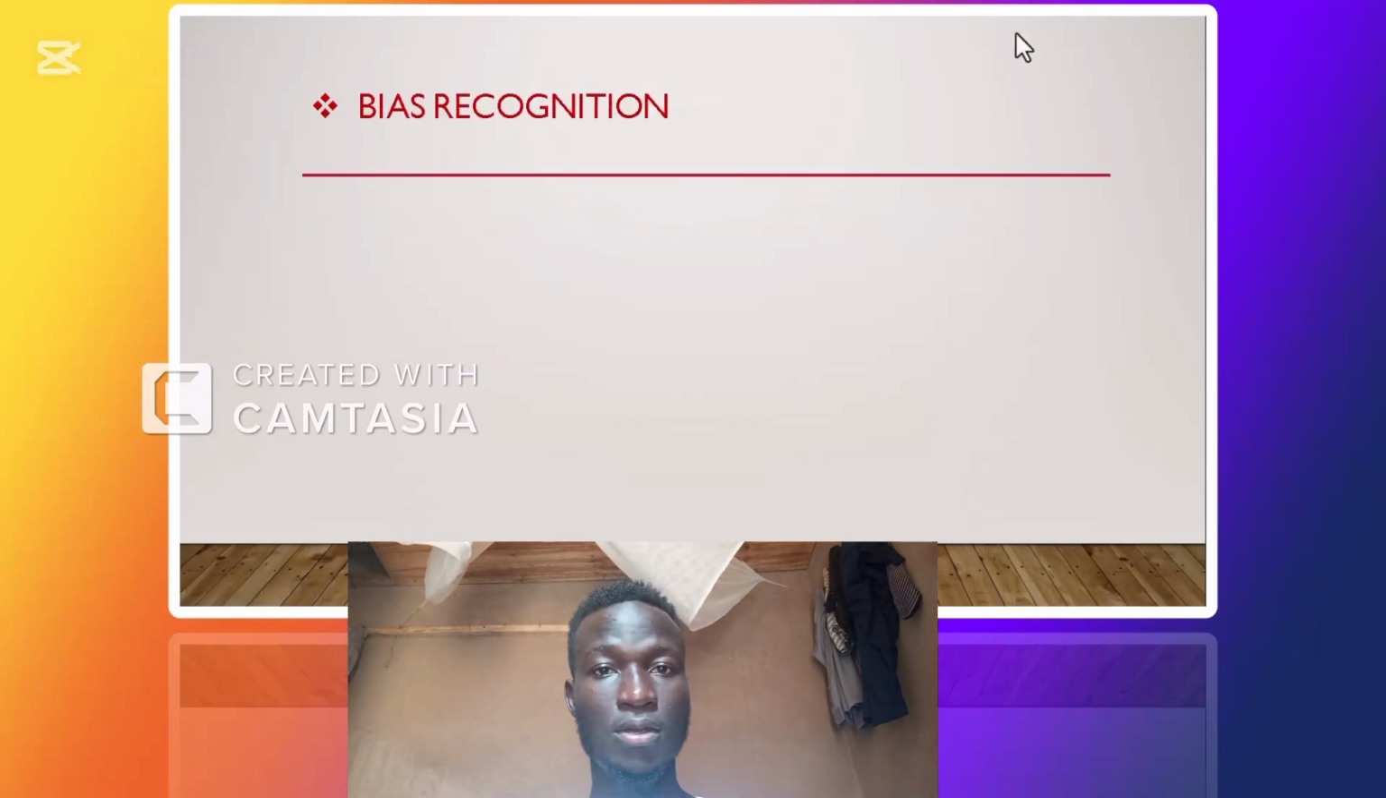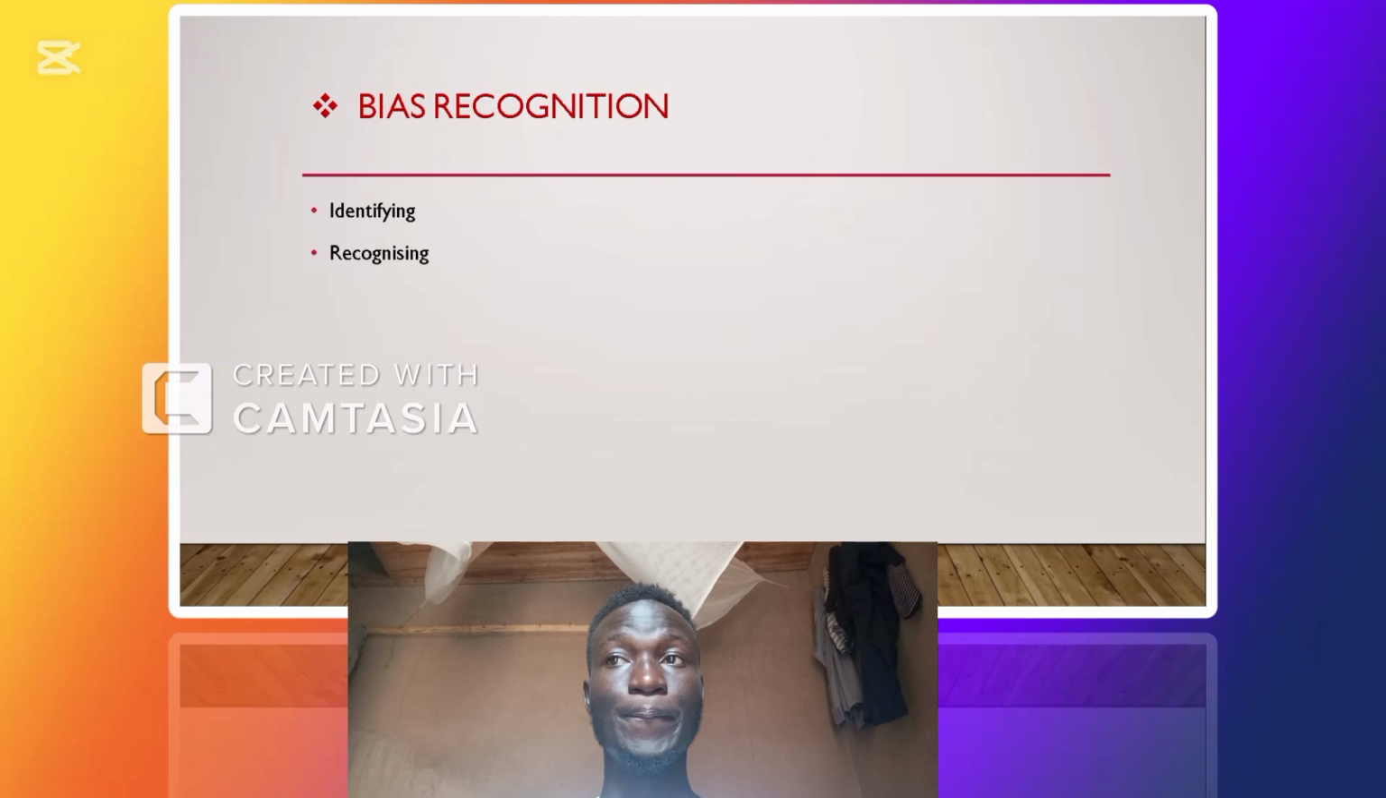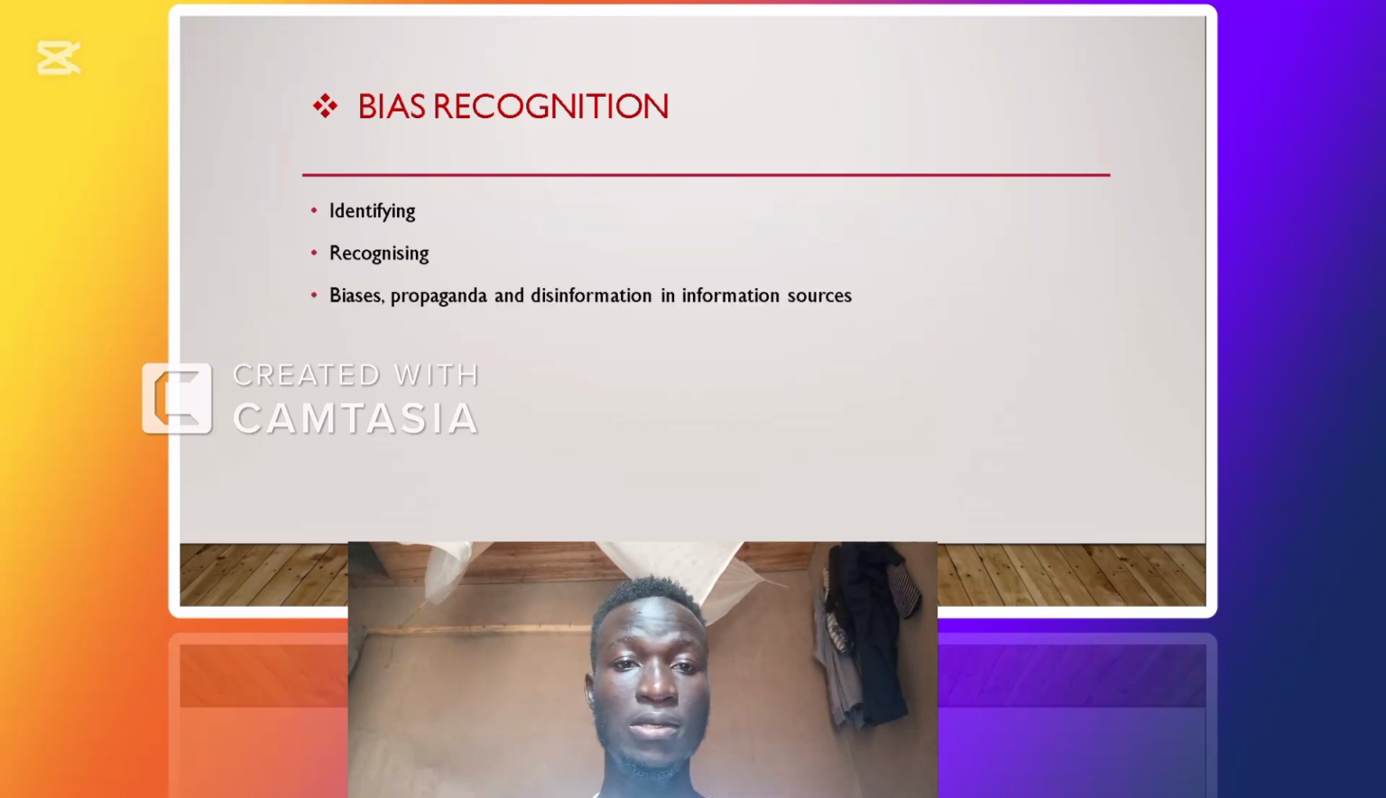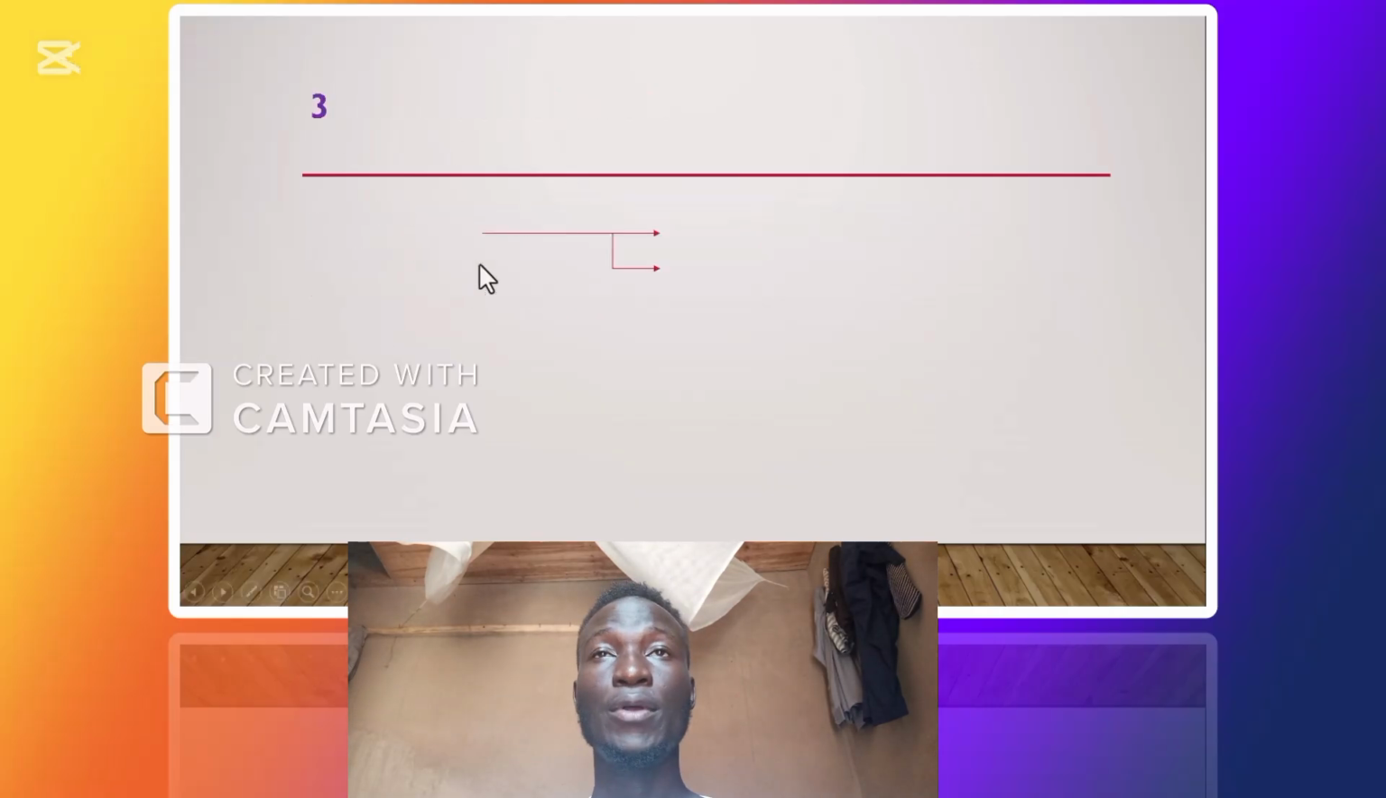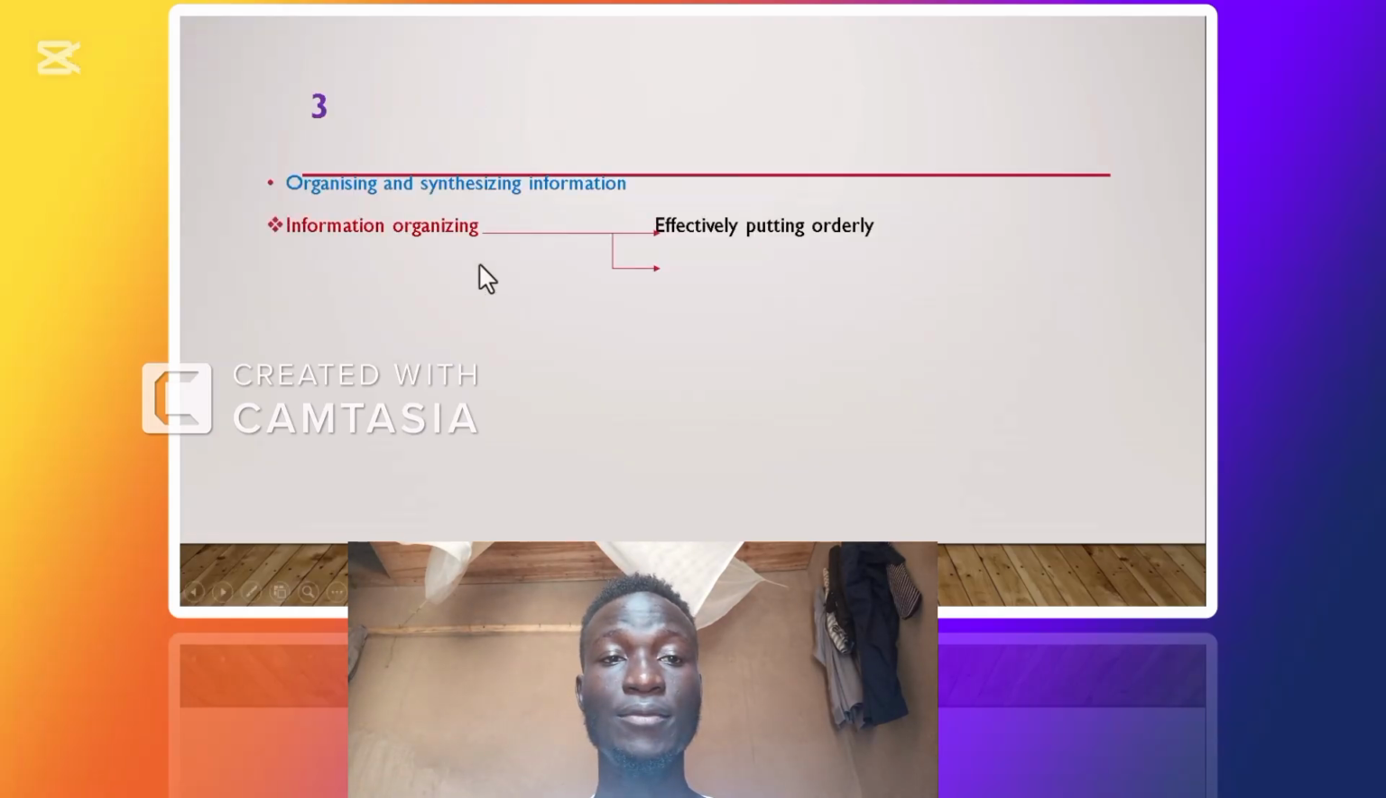Let us look at bias recognition. Under bias recognition, this involves identifying and recognizing biases, propaganda, and disinformation in the information sources. So that is what we can look at under bias recognition.